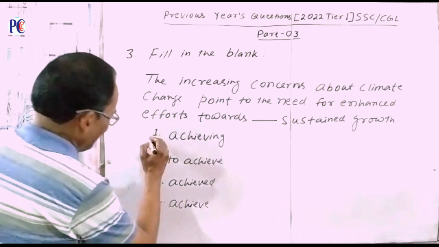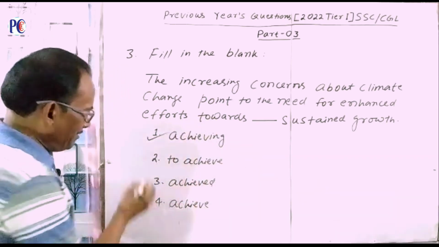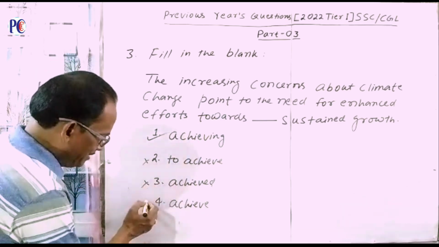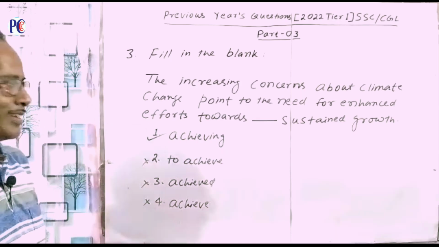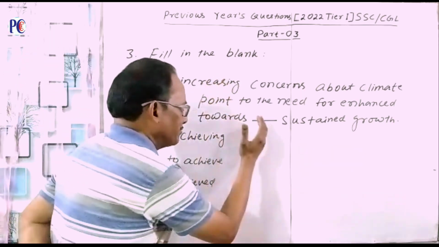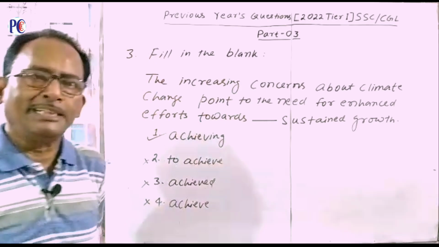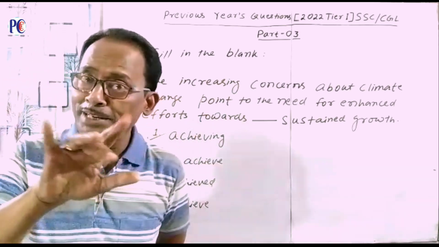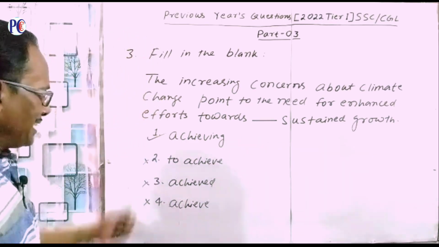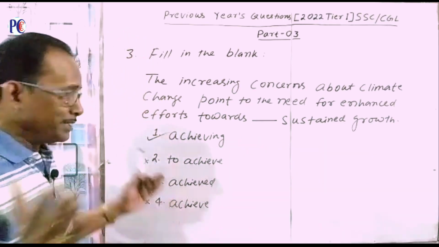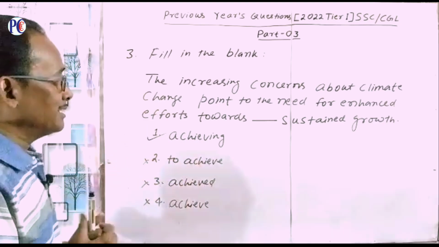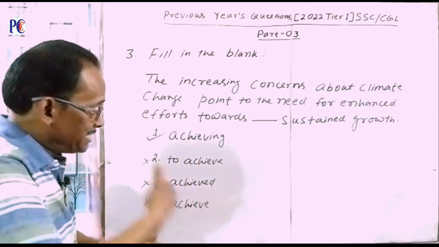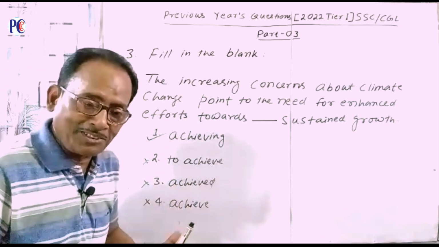So, what is this answer? To achieve, eliminated. Achieved, not possible. Achieve, impossible. So, whenever there is a verb after a preposition, it must be in the form of a gerund, ing, main verb number 4. Hence, the right option, students, is number 1, achieving. The increasing concerns about climate change point to the need for enhanced efforts towards achieving sustained growth.